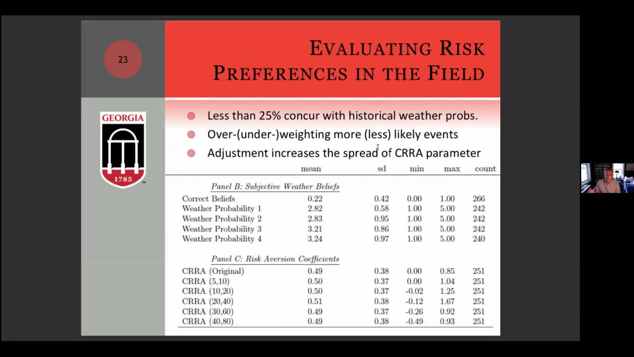So a quick summary of the results here. Most people did not buy the historical weather probabilities. And a lot of research assumes that objective probabilities are what people use when they make decisions. So these results suggest that's not the case. Everyone wanted to adjust it a little bit, or a lot of people did, sorry. Less than 25% concurred with all of the probabilities. So what we're going to do is adjust their beliefs about outcomes and then see what that implies about their risk-taking behavior.